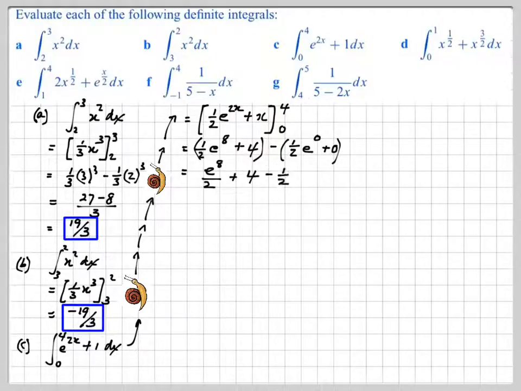Just don't be an algebra hero. Do it all nice and calmly and methodically, and you'll be okay. Okay, so what's that get us? 8 e to the 8 over 2 plus 7 over 2. I think it's box time.